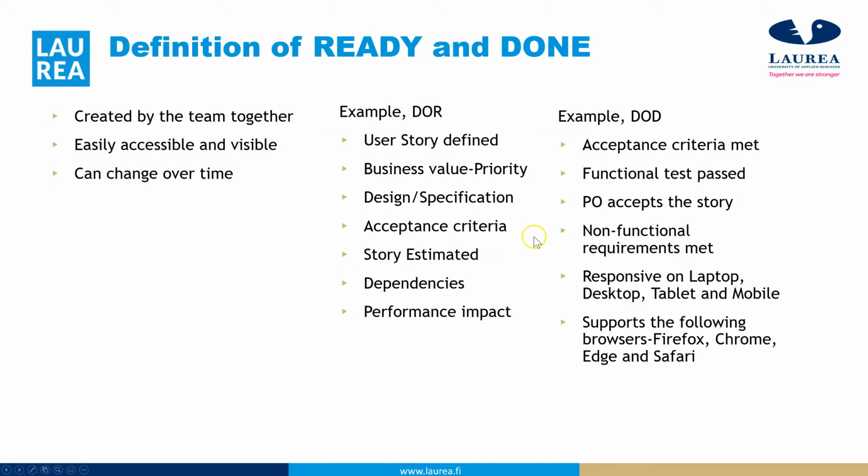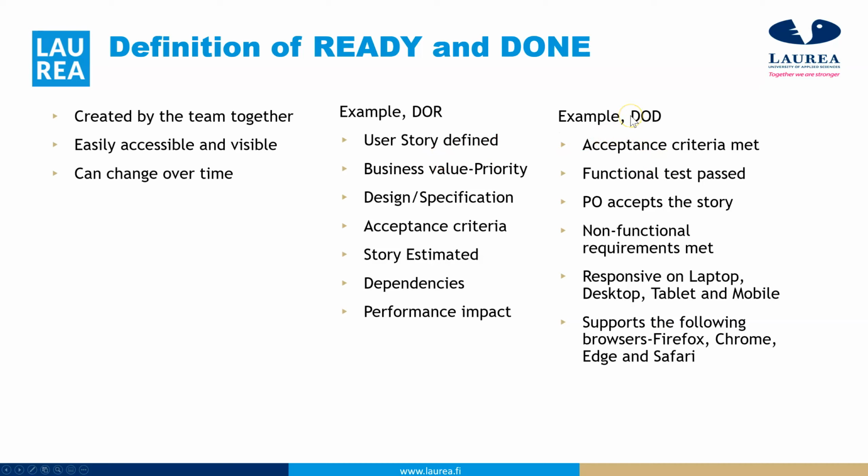Then the definition of done or ready needs to be created by the whole team. Mostly when we say that a story is ready, it means that the user story has been defined, the business value, priority, maybe 1 or 2 or high, medium. The specification is clear, and the acceptance criteria, so what needs to be tested. This is mostly for the testers. And then it has been estimated. Is there any dependency on another team? This is an example, but the team needs to define whatever fits their team.